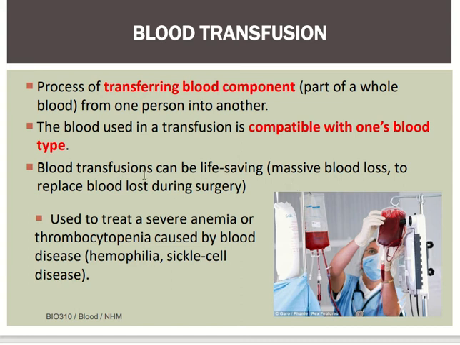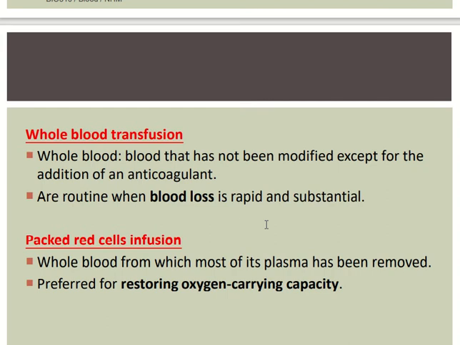Blood transfusion can be lifesaving because sometimes when an accident occurs, a massive amount of blood is lost, and we need a lot of blood to replace the blood lost during surgery. Blood transfusion is also used to treat severe anemia and other blood diseases. There are two types of blood transfusion.